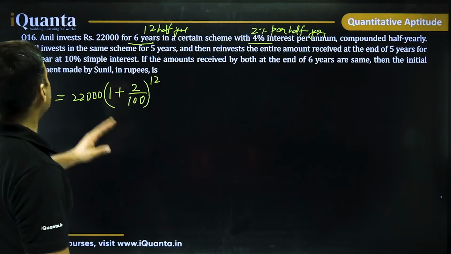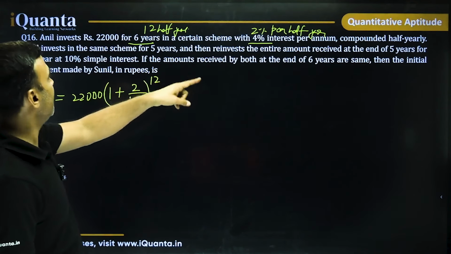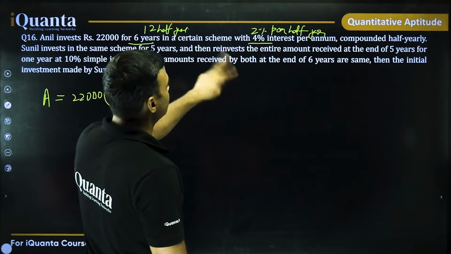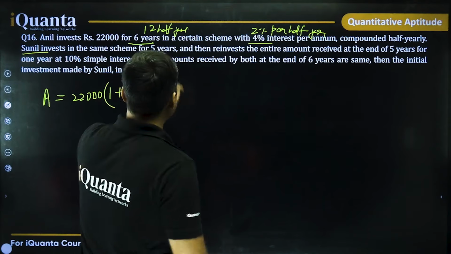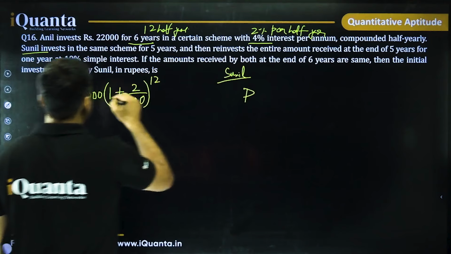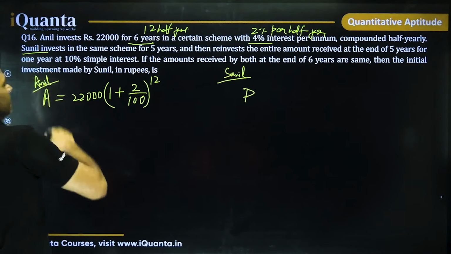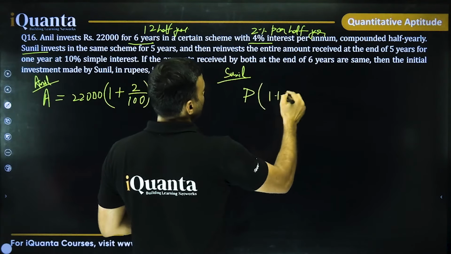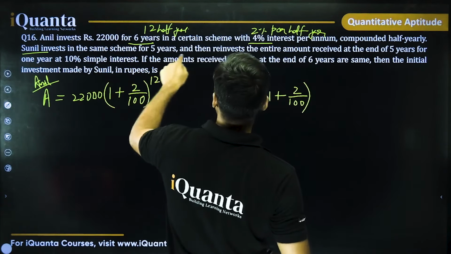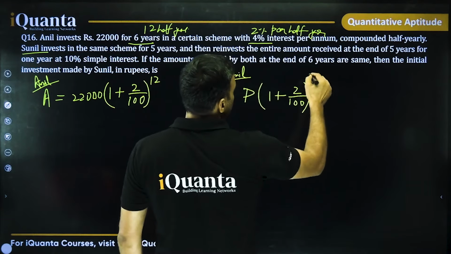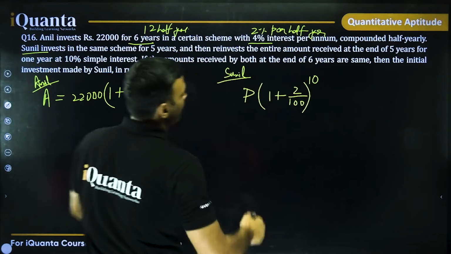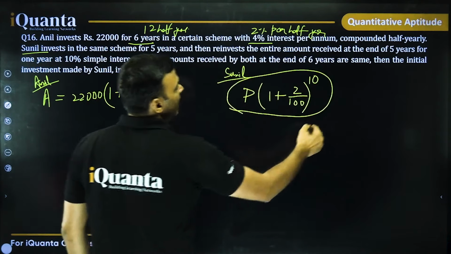Okay. Half yearly. Now, Sunil invests in the same scheme for 5 years and then reinvests the entire amount received at the end of 5 years. Okay, so for Sunil, for the first 5 years, we don't know the principal amount. So here it is for Sunil, here it is for Anil. Okay, so P into (1 plus rate, same, 2 by 100), and for him, it is 5 years. Same scheme, so half yearly, that means 10 periods. So 5 years would mean 10 half years. And then he reinvests the entire amount received at the end of 5 years. So this is the amount that he is going to receive at the end of 5 years.